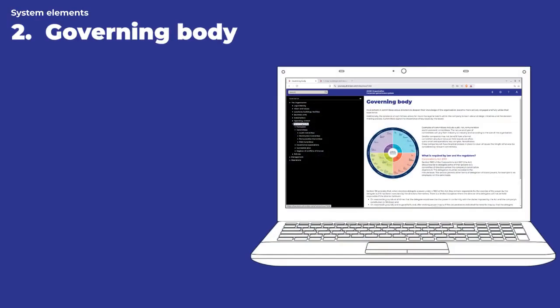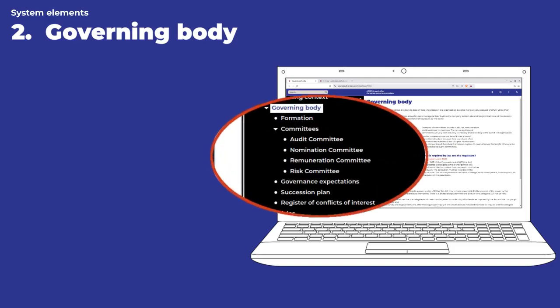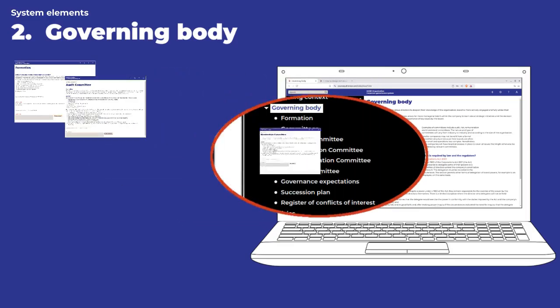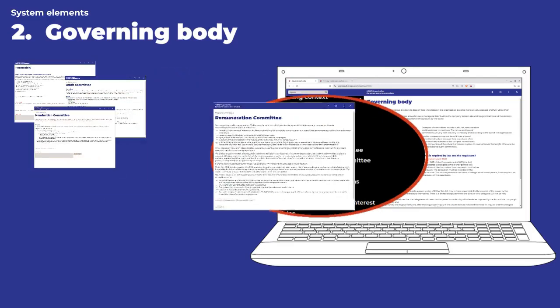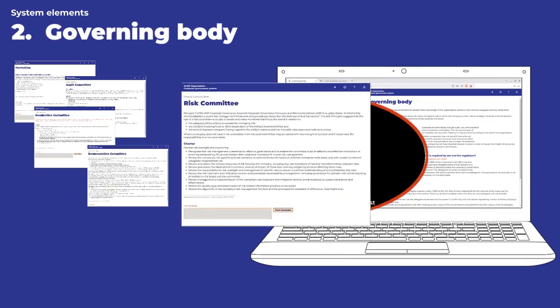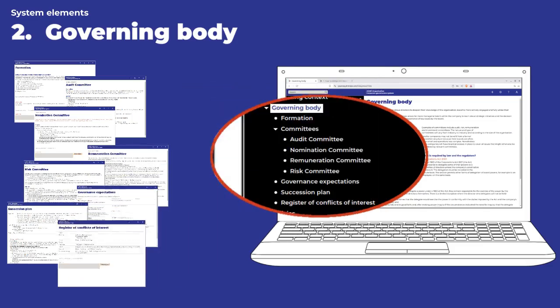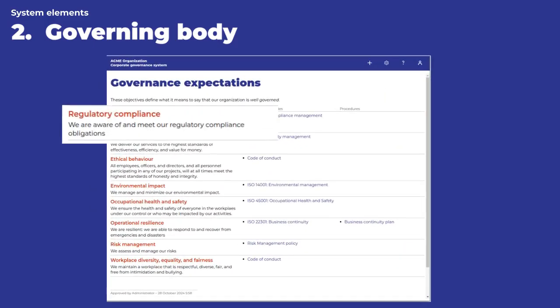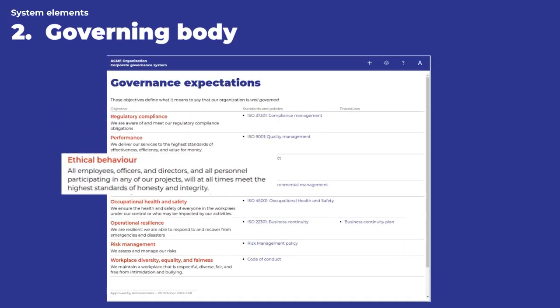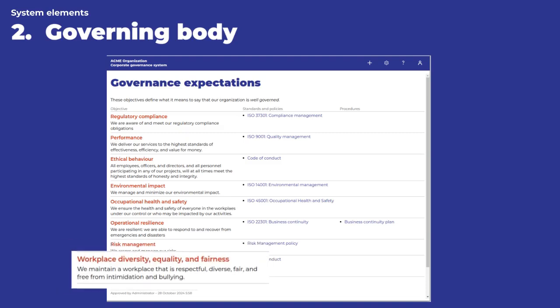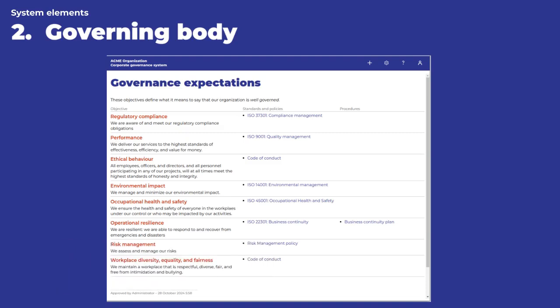Element 2 documents the governing body, the board of directors, management committee, or whatever name you use for the group of people with ultimate responsibility for your organization. Explain how the group operates, any committees it uses, and the development and succession plans that ensure its continuing competence and effectiveness. And provide the statement of governance expectations. These define what it means to say that your organization is well governed. The fundamental purpose of the governance system is to meet these expectations.